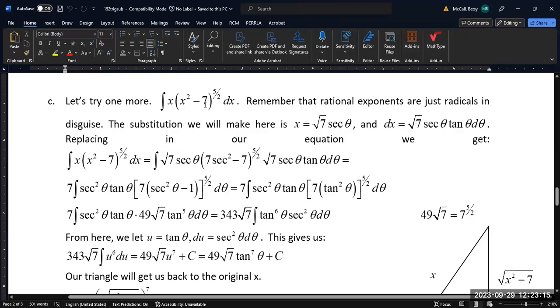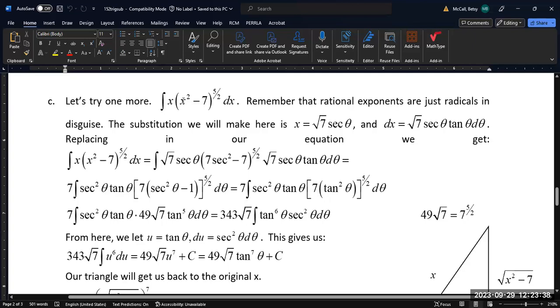So here we have a function squared minus a constant. And so that's a secant substitution. That's the first thing that we identify. The second thing that we have to keep in mind is that this 7 is equal to a squared. And so the a that we're going to substitute is radical 7.